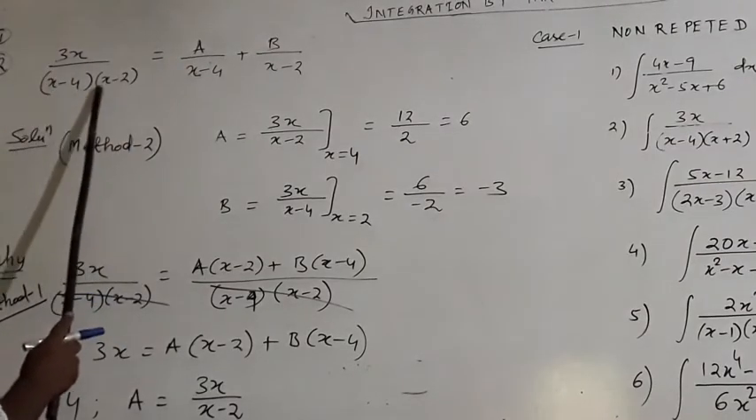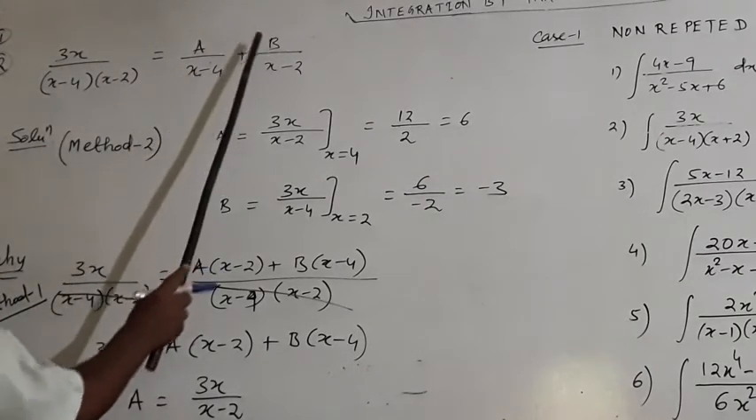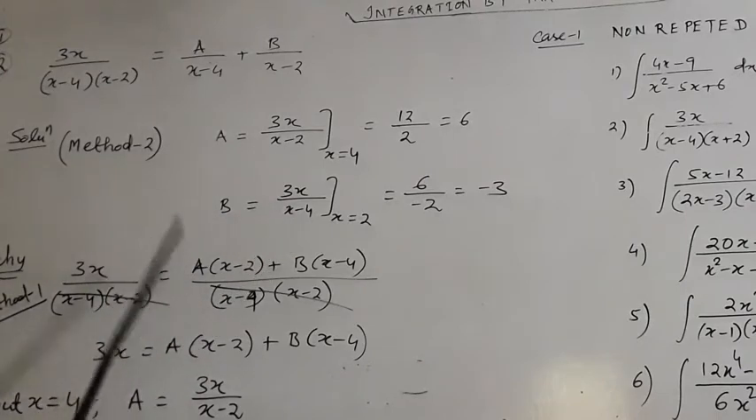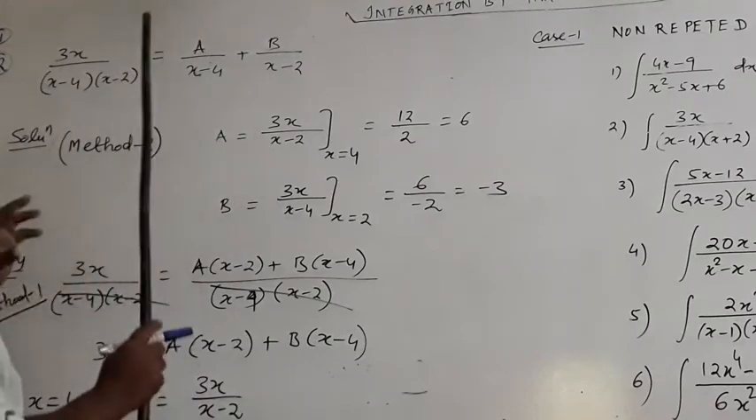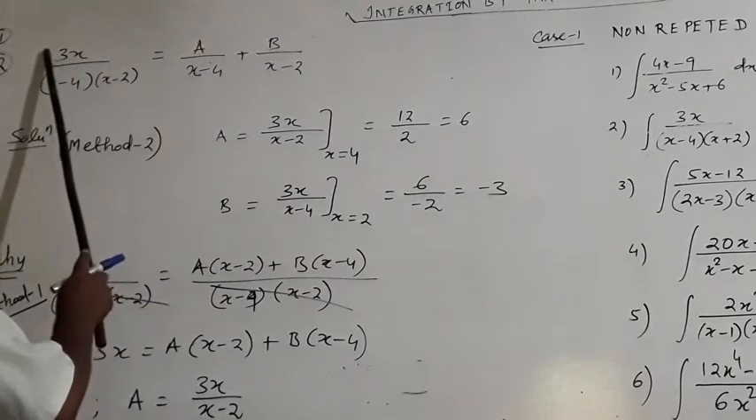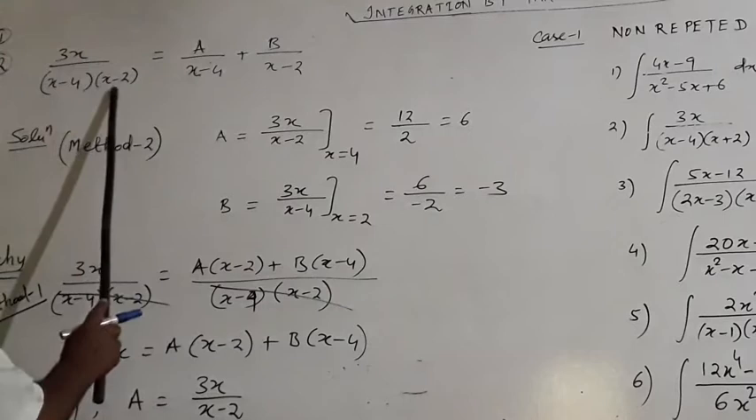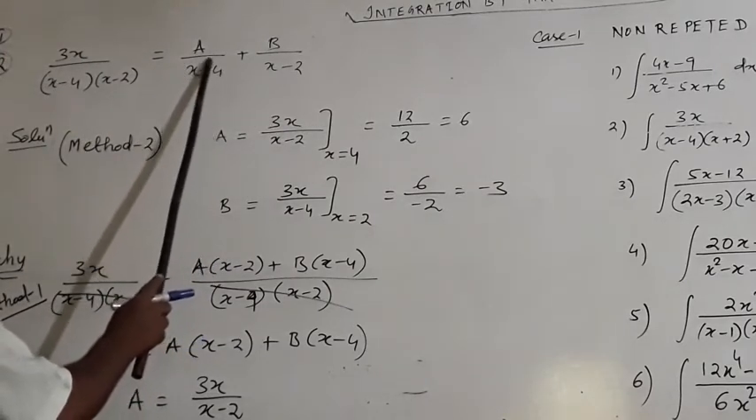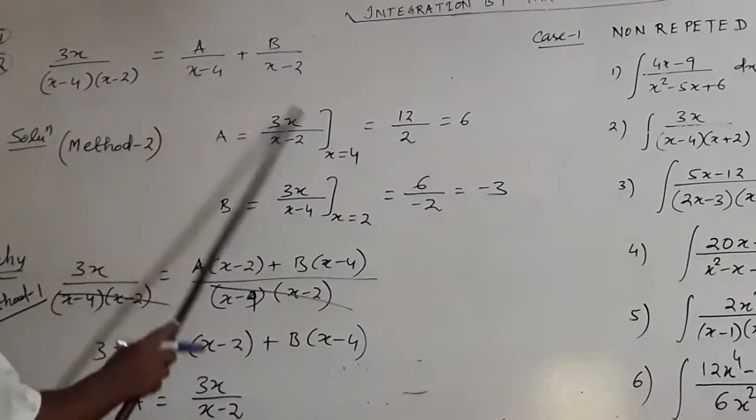3x by (x minus 4)(x minus 2) is A by x minus 4 plus B by x minus 2. And what do we have to do? To find A, in this method I am telling you to find it directly. Take this x minus 4, multiply here, then they cancel. It becomes 3x by x minus 2, and put x is equal to 4. If you make x minus 4 zero, it becomes x is equal to 4. Then put x is equal to 4.